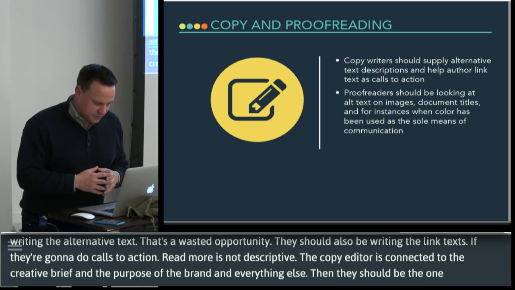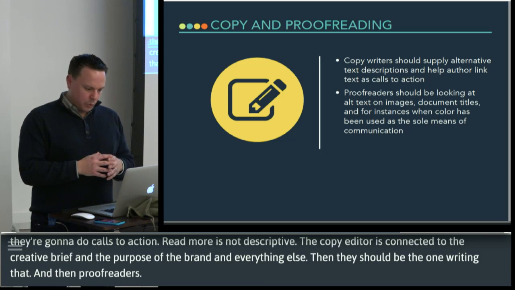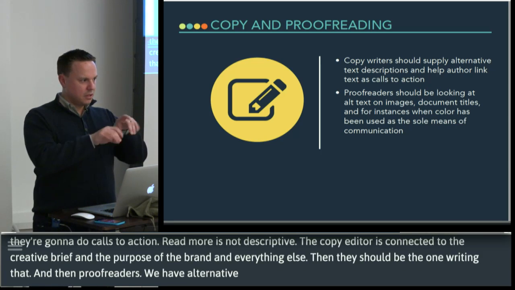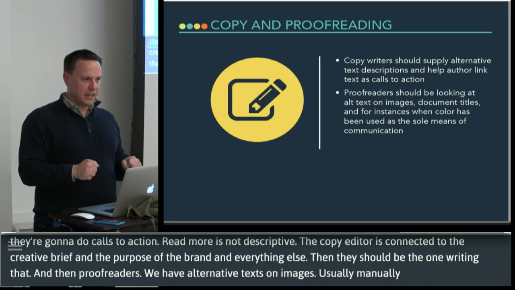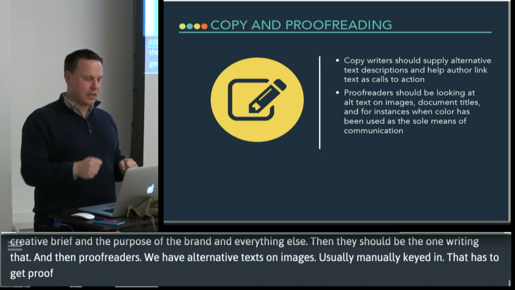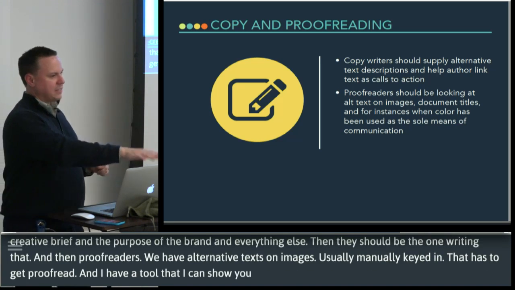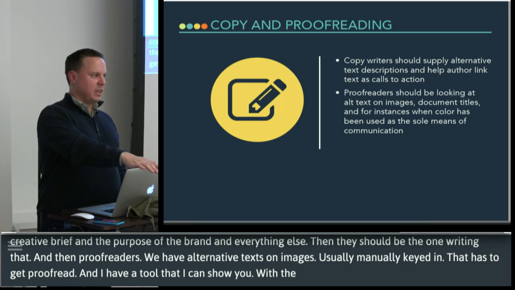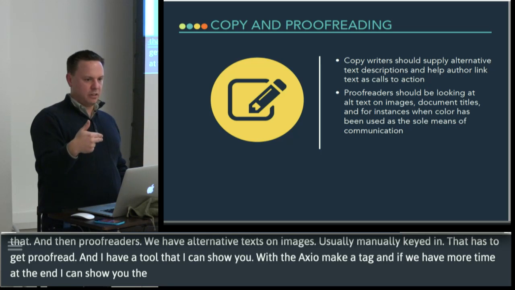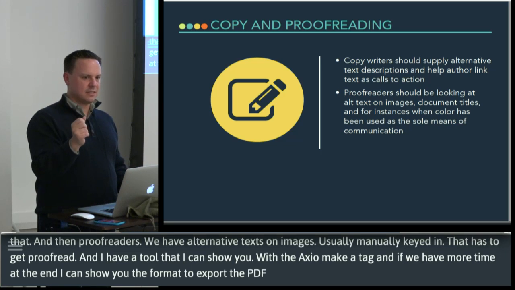And then proofreaders. We have alternative text on images, usually manually keyed in. That has to get proofread. And I have a tool that I can show you within the Axio meta tag, and if we have more time at the end, I can show you a format to export the PDF to where you can read all the alternative text in plain text.